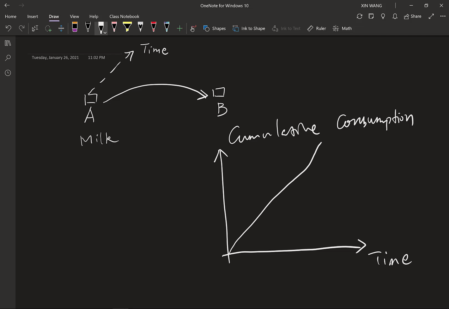So you can find that the cumulative production line and the cumulative consumption line are all increasing over time. That means the gradient for either the cumulative production line or the cumulative consumption line is always positive, which is their daily production or consumption.